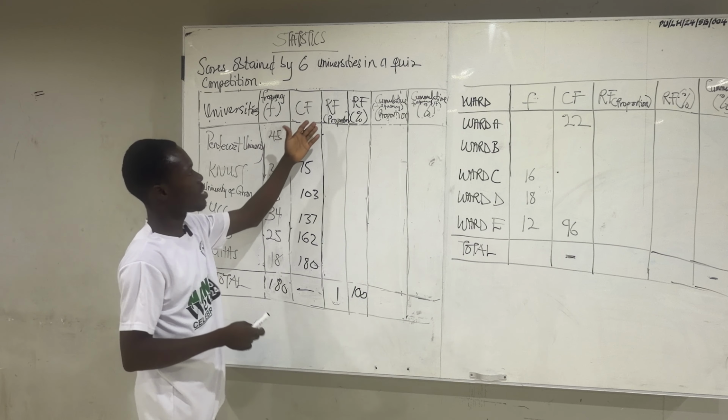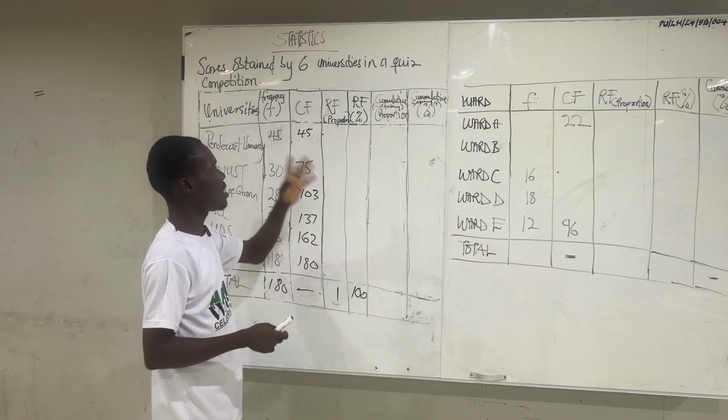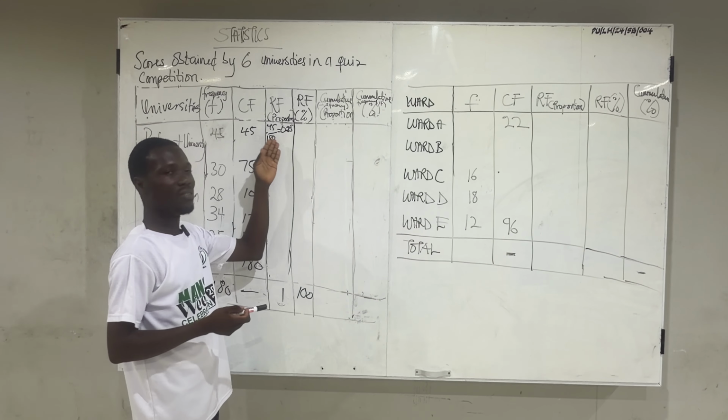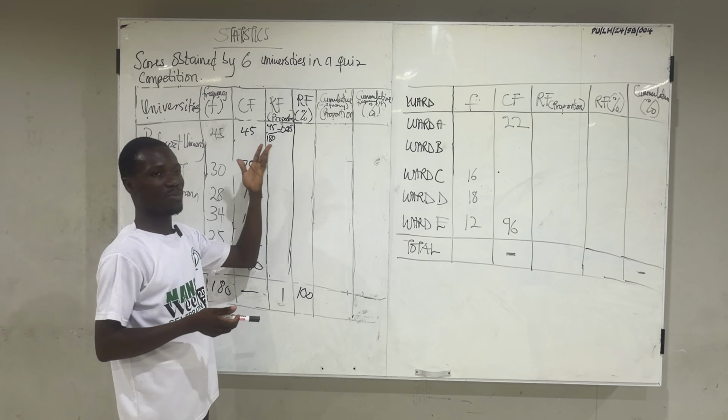Okay. So now, with regards to relative frequency in terms of proportion, for the first one it will be 45 over the total, which is 180. So it's going to be 45 over 180. And the answer is going to be 0.25. Always, at least, leave it in 2 decimal places. Okay. So now the next one is going to be 75 over 180, and that will be giving you what?